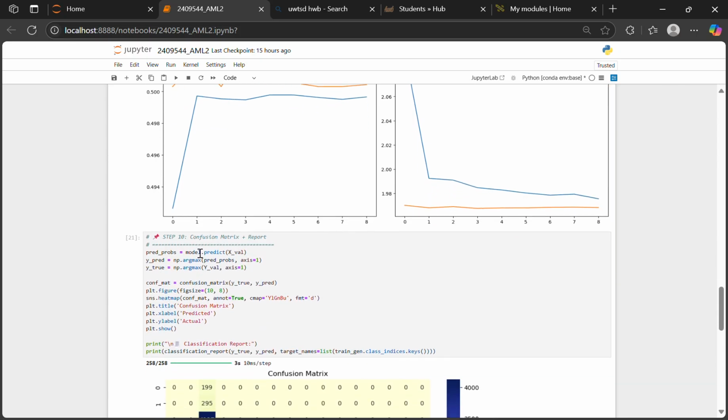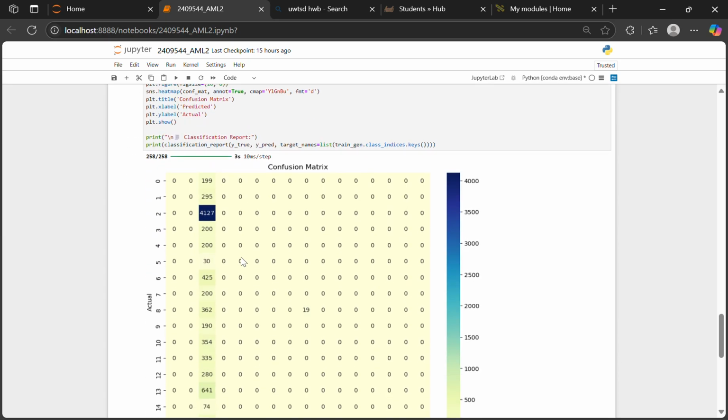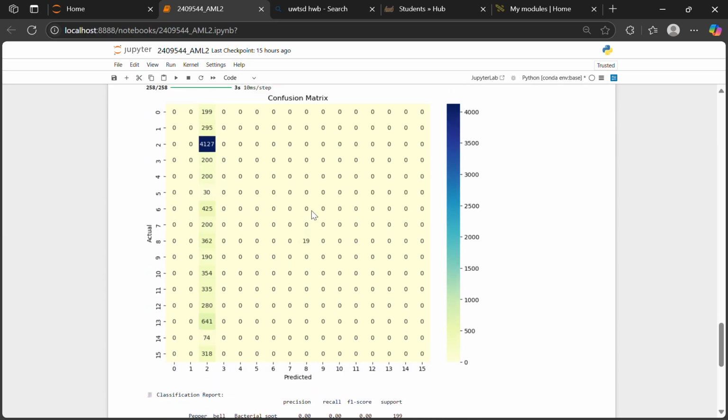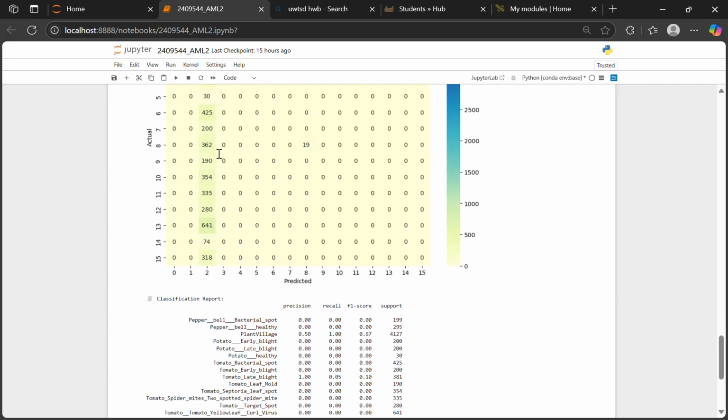And in the confusion matrix, we see the predicted values. We can see the chart clearly. This one is the actual chart, and this one is the predicted chart. And we can see that 4127 is the highest in the chart.